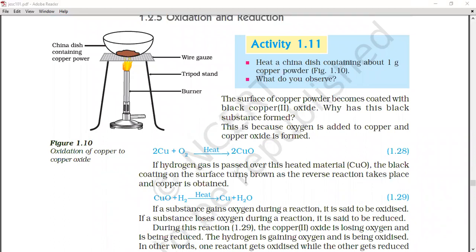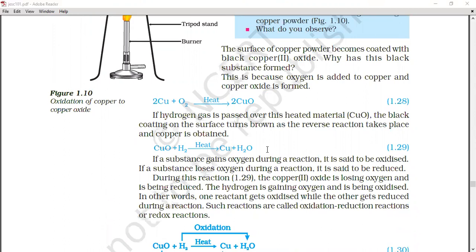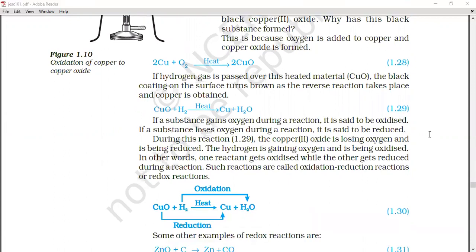If hydrogen gas is passed over this heated material, the black coating on the surface turns brown as the reverse reaction takes place and copper is obtained. CuO plus H2 on heating gives Cu plus H2O. If a substance gains oxygen during a reaction, it is said to be oxidized. If a substance loses oxygen during a reaction, it is said to be reduced. During this reaction, the copper oxide is losing oxygen and is being reduced. The hydrogen is gaining oxygen and is being oxidized.